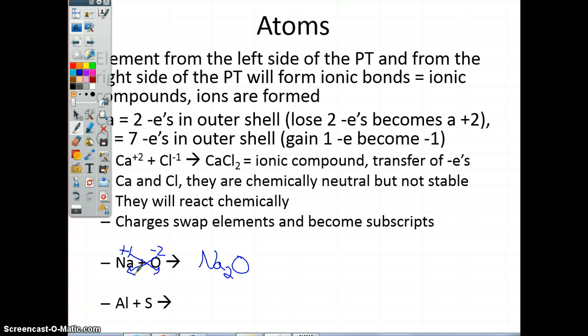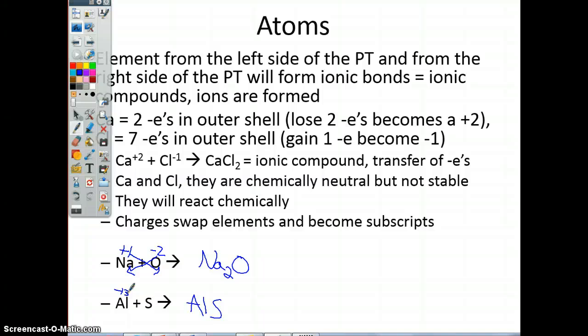Aluminum and sulfur. Aluminum has a charge of +3. It has 3 electrons in its outer shell. It's a lot easier to get rid of 3 than trying to gain 5. So it gets rid of 3 electrons, it's getting rid of 3 negative friends, and so it's becoming +3.